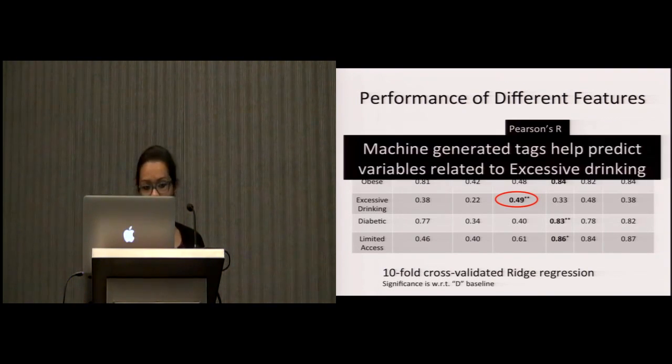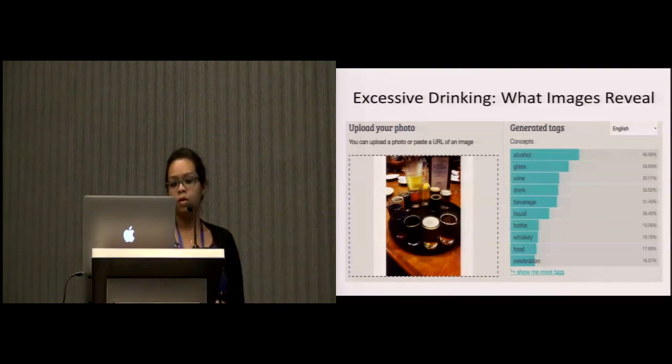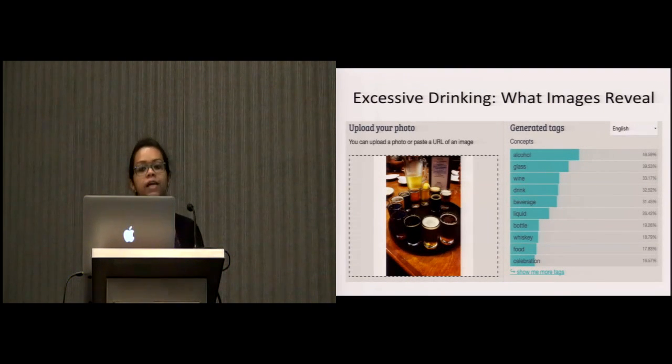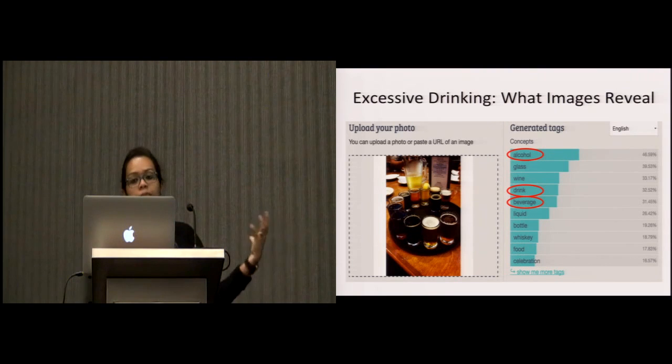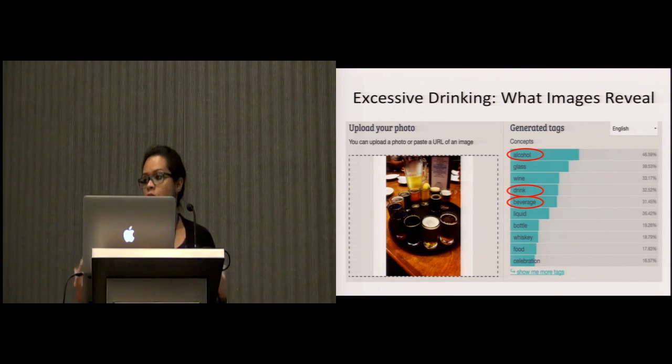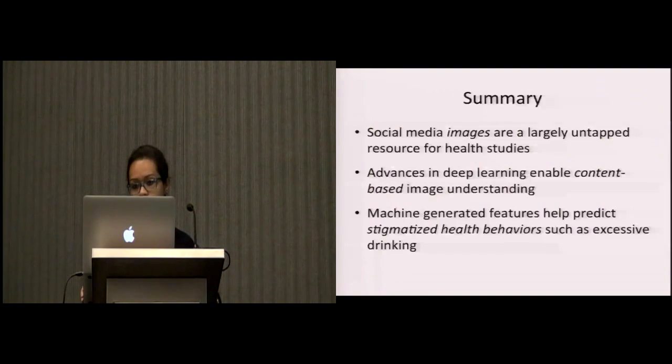So to go a little bit deeper, one of the better predictions was for excessive drinking behaviors, and as you can see, the machine-generated tags include tags like alcohol, drinks, and beverage, which is a better descriptor of that picture that you see up on the post, and therefore you're getting better traction in predicting excessive drinking behaviors when you add these machine-generated visual descriptors.